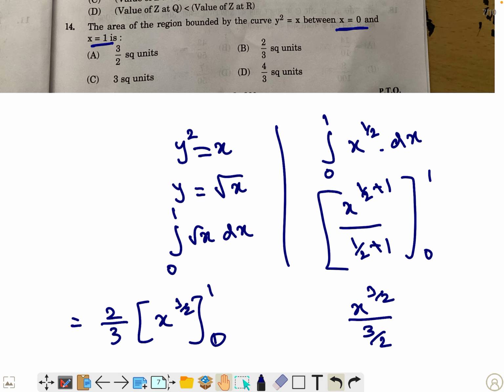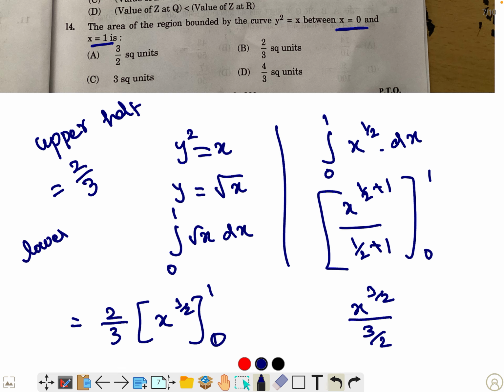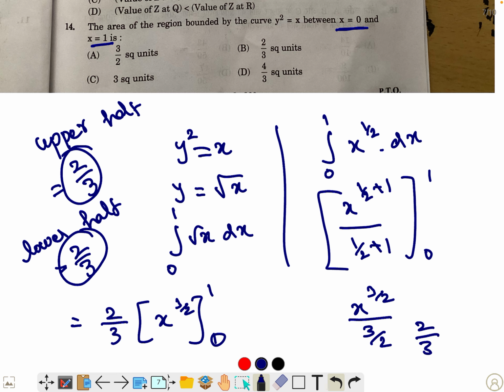I just consider this value since the region is symmetric. We all know that since the region is symmetric about the x-axis, we have to find the upper half first. The upper half is 2/3, and then I have to find the lower half also. Lower half also I will get 2/3. So 2/3 plus 2/3 is 4/3. Where is it 4/3? Option D, 4/3 square units.